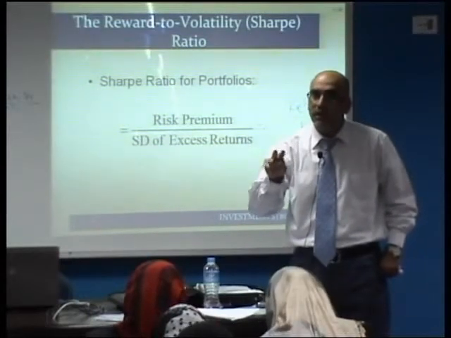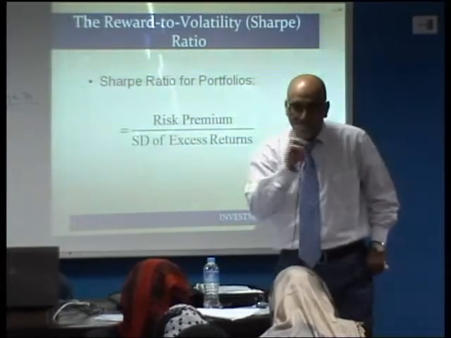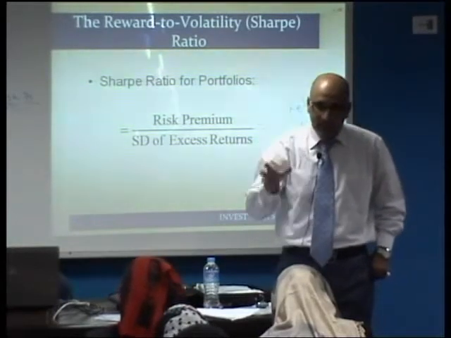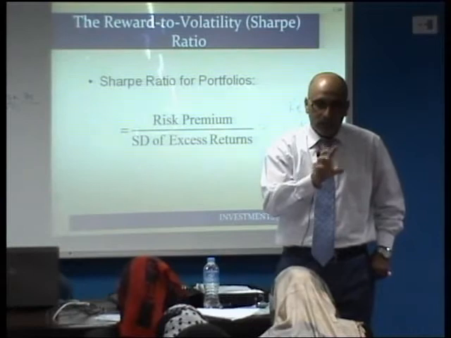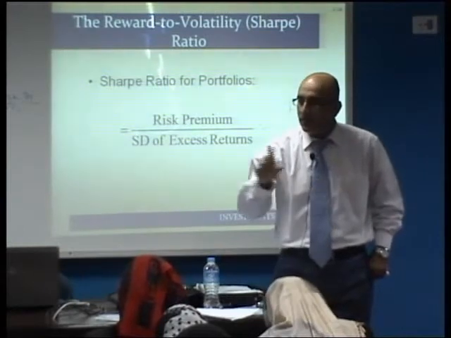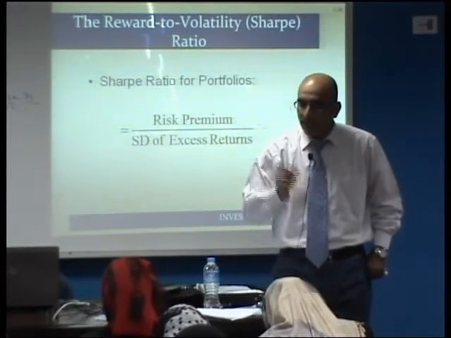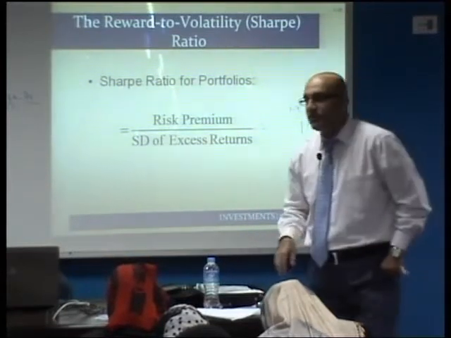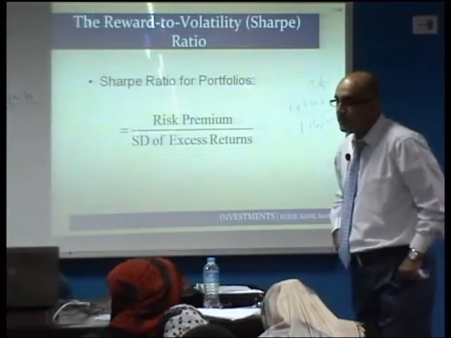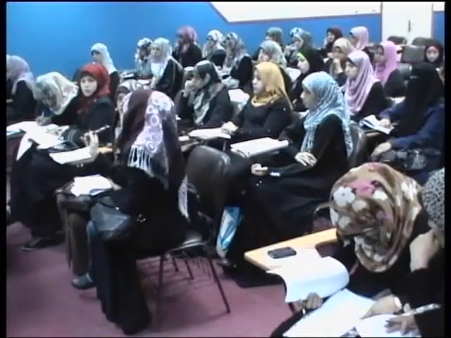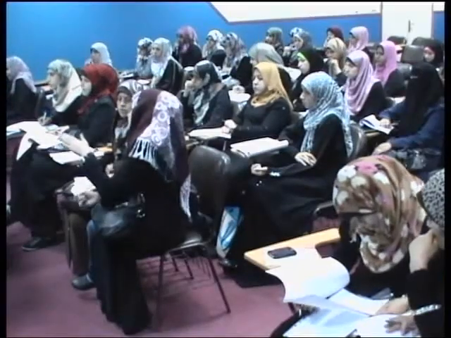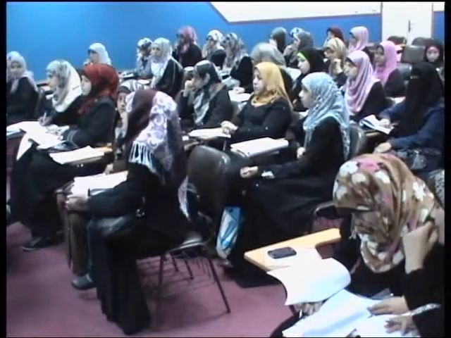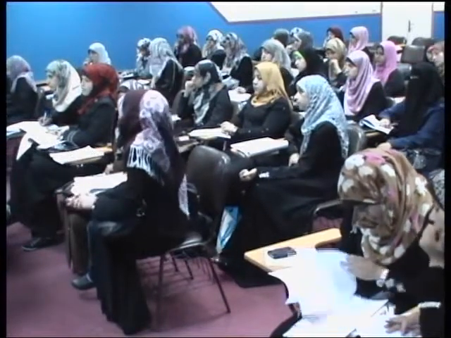Because we said the problems were with return alone and sigma alone, that you judge on return and you judge on risk. But now you judge on both. You have to talk about both together. So what does it mean? Risk premium has a positive relation with the standard deviation of return. Okay.